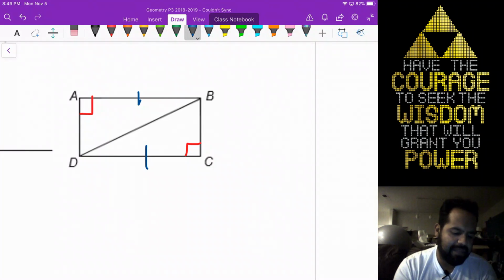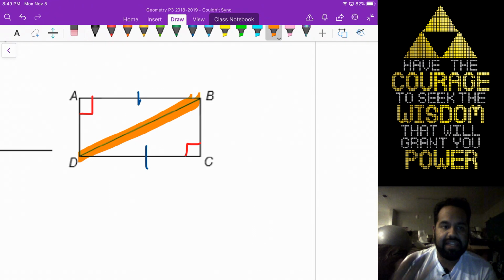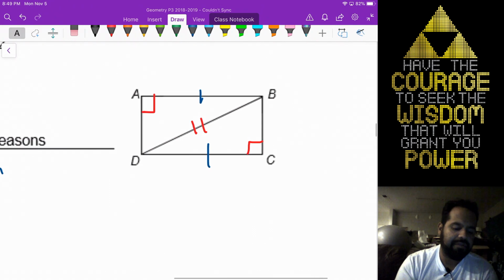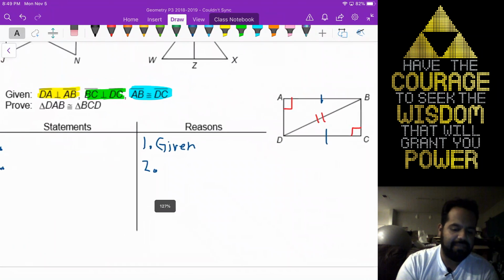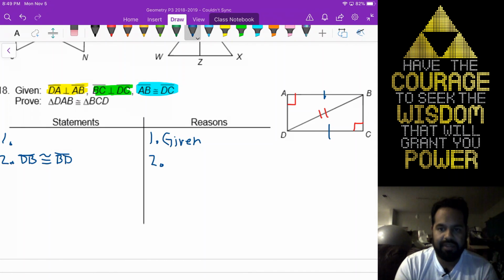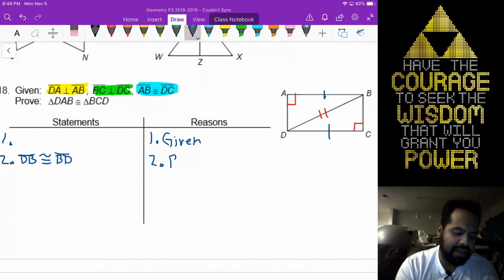We've got DB, this beautiful line going across. So we know that it equals itself. So we're going to give that a double tick. So we're now going to write down that DB is congruent to DB. Now if you want to write BD, that works too. Either way, it's correct. And we're going to write out reflexive property.